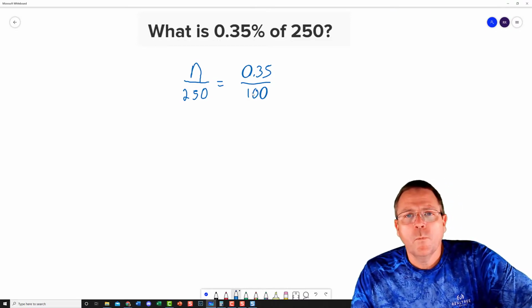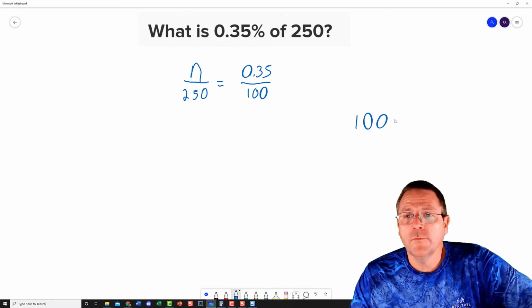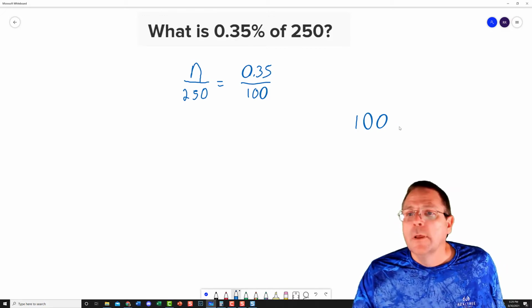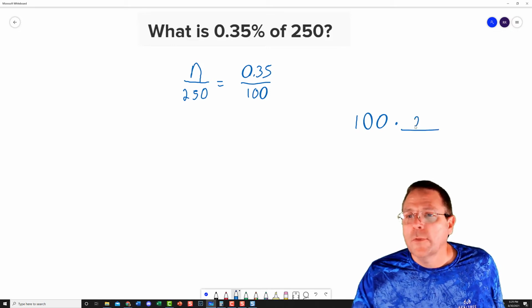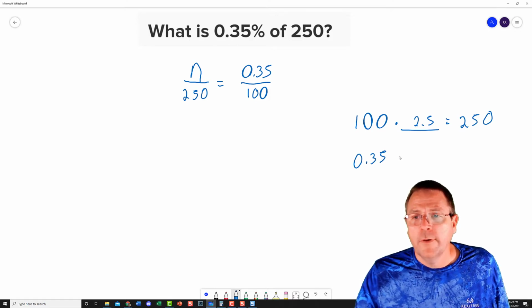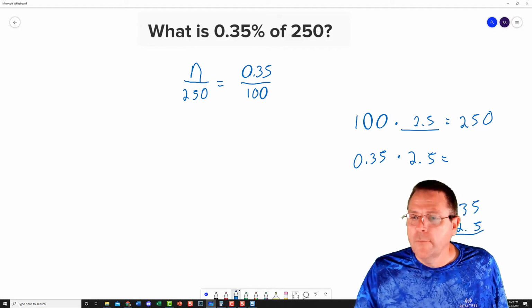So, we want to find out what 0.35% of 250 is, and I've set it up as equivalent ratios here. So first thing I'm going to ask myself is, what do I have to do to 100 to get it equal to 250? And the answer to that is, of course, to multiply it by 2.5, and that's going to give me the 250. If I do it on the bottom, I have to do it on the top. 0.35 times 2.5. We're going to multiply that out.